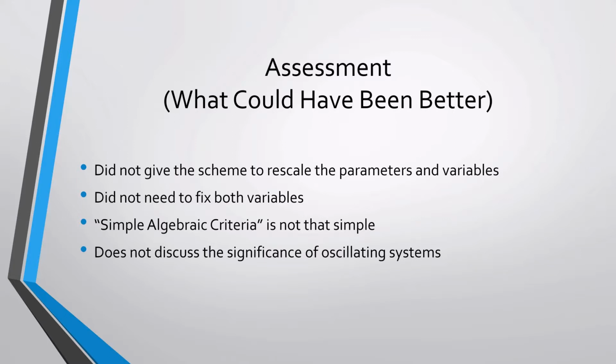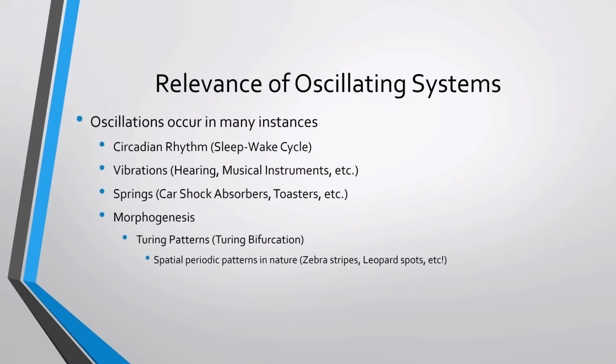Thirdly, he claimed in the beginning that the existence and stability of periodic orbits can be shown through algebraic means when certain simple algebraic criteria are met. Even with a math degree under my belt, the theorems are pretty difficult to read. They are, at least, much easier to apply, but certainly not simple. Lastly, Poor does not discuss the significance of oscillating systems, and is only entirely concerned and focused with the existence of periodic orbits. This leads to my next slide, where we will finally discuss some of the significance of oscillating systems. Oscillations occur in many instances.